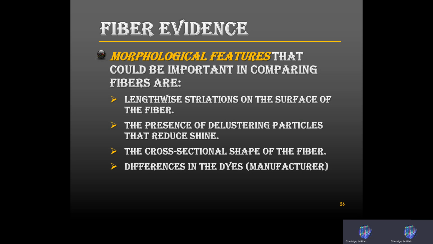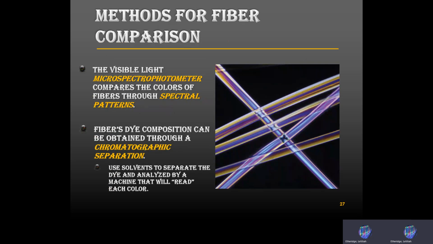So manufacturers may manufacture the fiber the same, but the formula of the dye that they use is going to be different depending on the manufacturer. Some of the methods for fiber comparison are going to be using a visible light microspectrophotometer. What that's doing is comparing the colors of the fibers through a spectral pattern, meaning that it's looking at all the different colors that are coming through on the fabric.